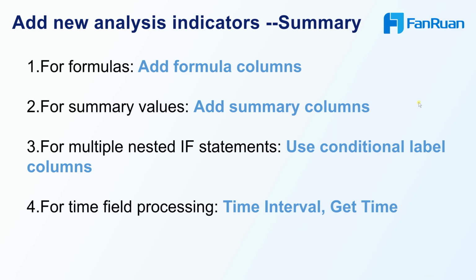To summarize, we have 4 main methods for adding analysis indicators. Firstly, adding a formula column for calculated results. Secondly, adding a summary column for aggregated values, such as average, sum, or maximum. Thirdly, adding a conditional label column for if conditions or more complex nested conditions. Finally, handling time fields with time interval and get time. We recommend using the conditional label column for complex conditions.